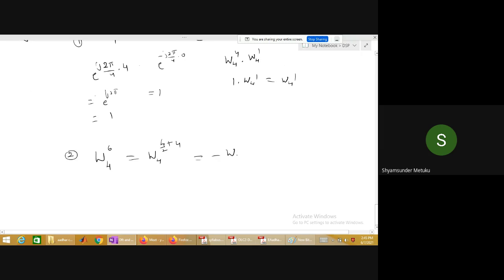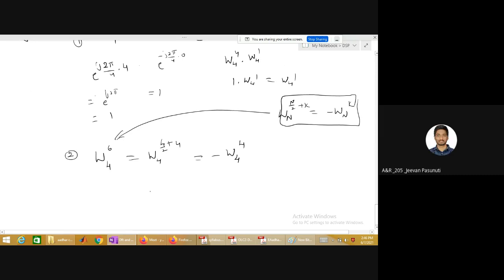Can I write that as minus of W4 to the power of 4? Yes or no? Tell me. As per the symmetry property, W base capital N by 2 plus K can be written as minus W N to the power of K. This is the property of symmetry. So whenever you get this particular value, if I apply this, can I write this way or not? Yes, sir.